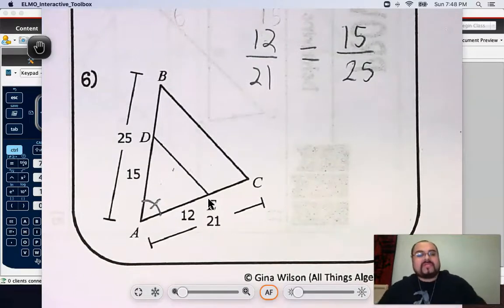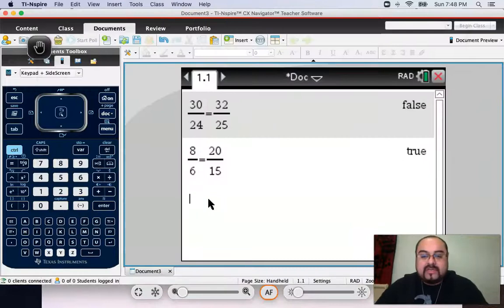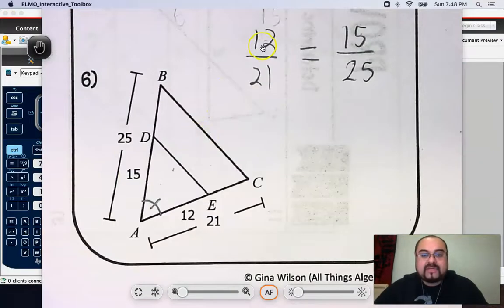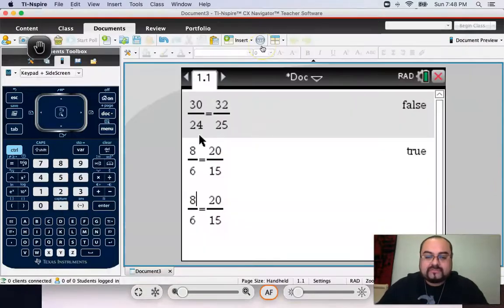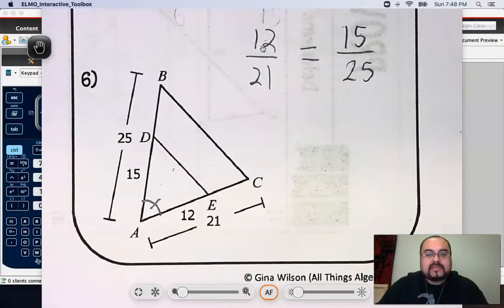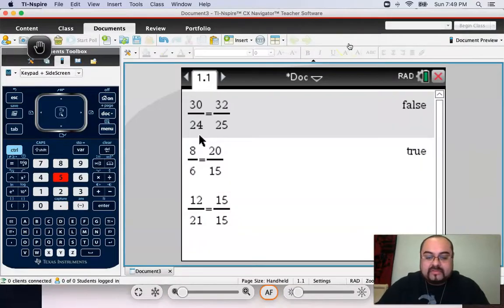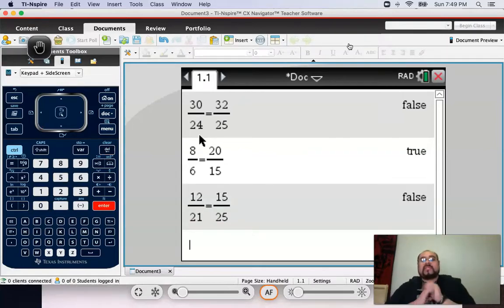So let's go ahead and check that in our calculator. Again, I'm going to just copy and paste this one. We'll put in our first fraction of 12 over 21. Second one is 15 over 25. Okay. It's false.